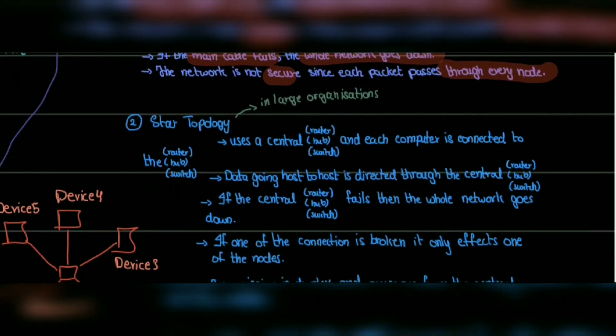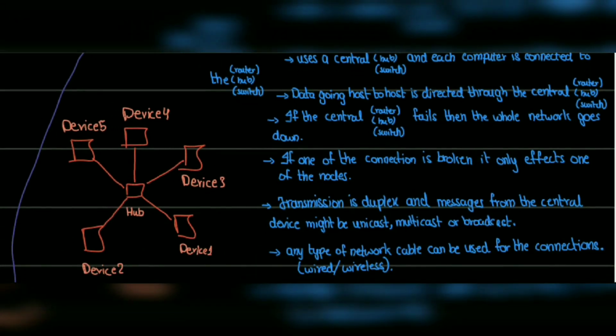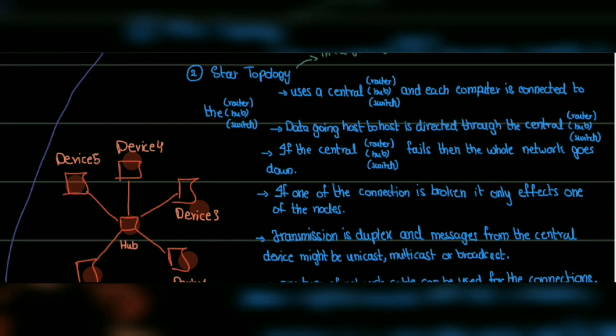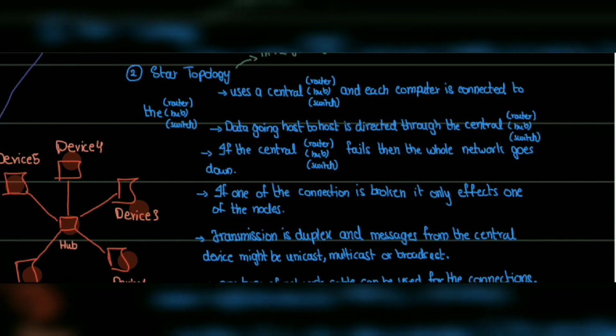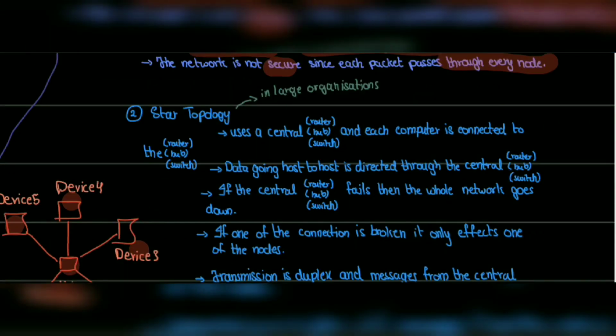Now we are coming to star topology. This is star topology, right? There are devices connected to one another on a hub or a switch, either way, or a router. But a router is much better than a hub. It uses a central router, hub, or switch, and each computer is connected to it. Data going host to host is directed through the central router, hub, or switch. If the central router, hub, or switch fails, then the whole network goes down.